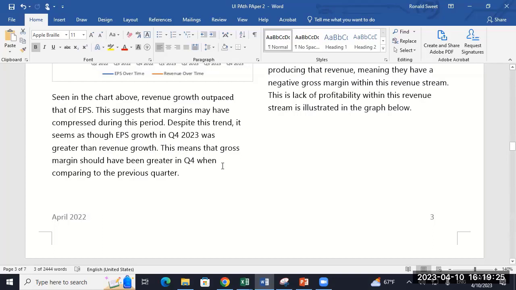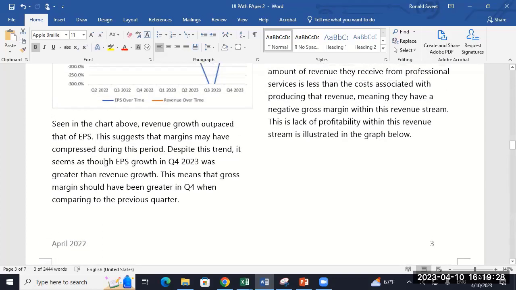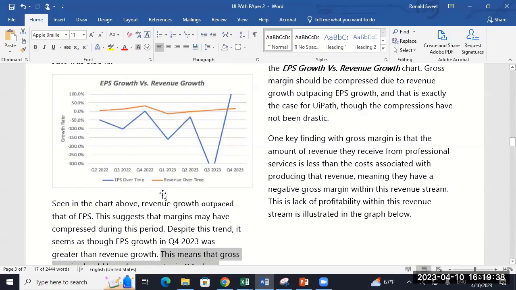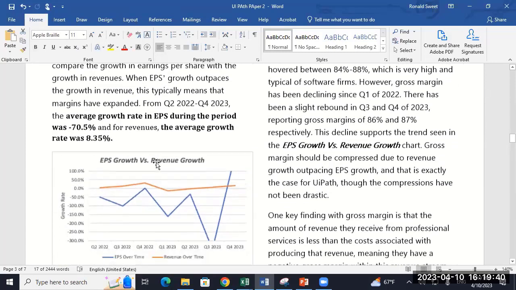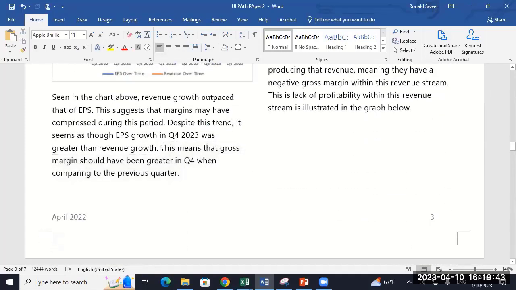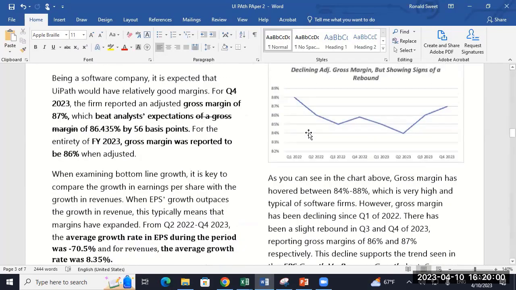The gross margin should have been greater. Let's see. It seems as though earnings per share growth was greater than revenue growth. This means that gross margin would have been greater. Yeah, so earnings is EBITDA, gross margin is gross margin. So he's a little bit mixing gross and net margin in this discussion. So you say EPS growth was greater than revenue growth. That doesn't tell you gross margins are rising. You don't know that for sure. So there's a little bit of mixing up here. So it's a little confusing.